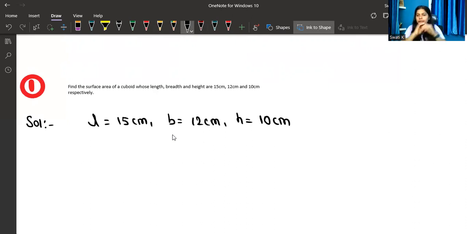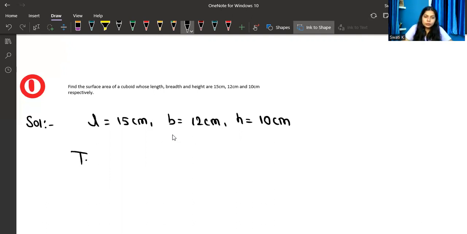Whenever it is written surface area, you should not get confused about which surface area they're talking about, total surface area or curved surface area. If they have not mentioned which surface area, you simply have to understand that they're talking about total surface area only. If they're talking about curved surface area, they will specifically mention that you have to find the curved surface area only. If it is not mentioned, you have to assume that it is asking for total surface area.